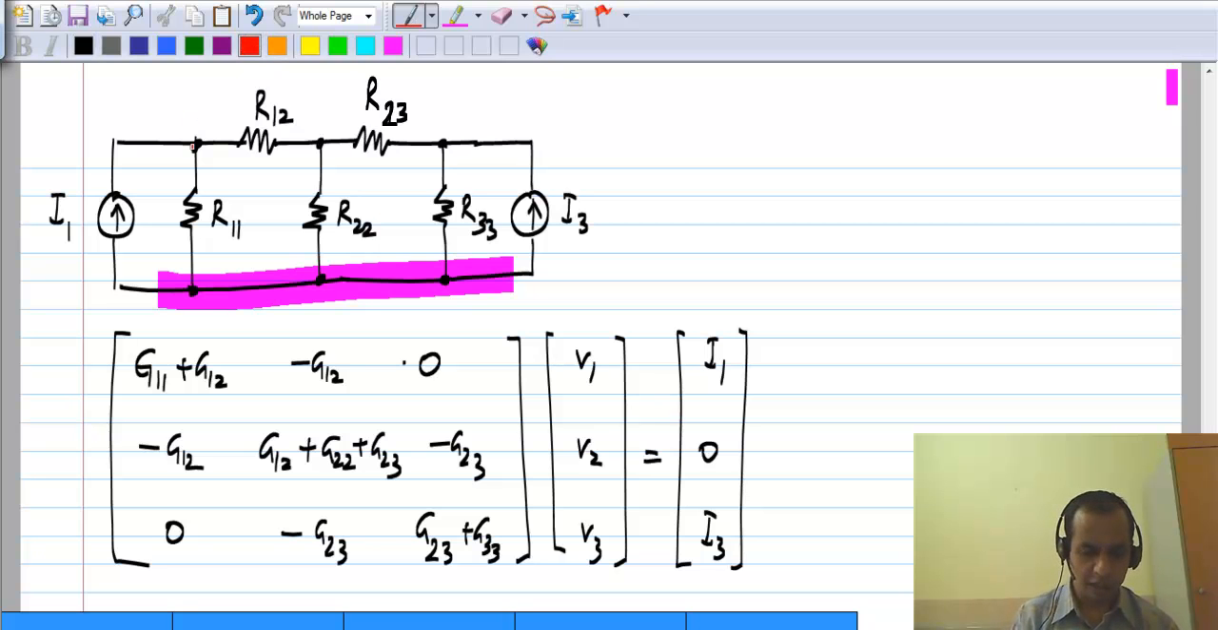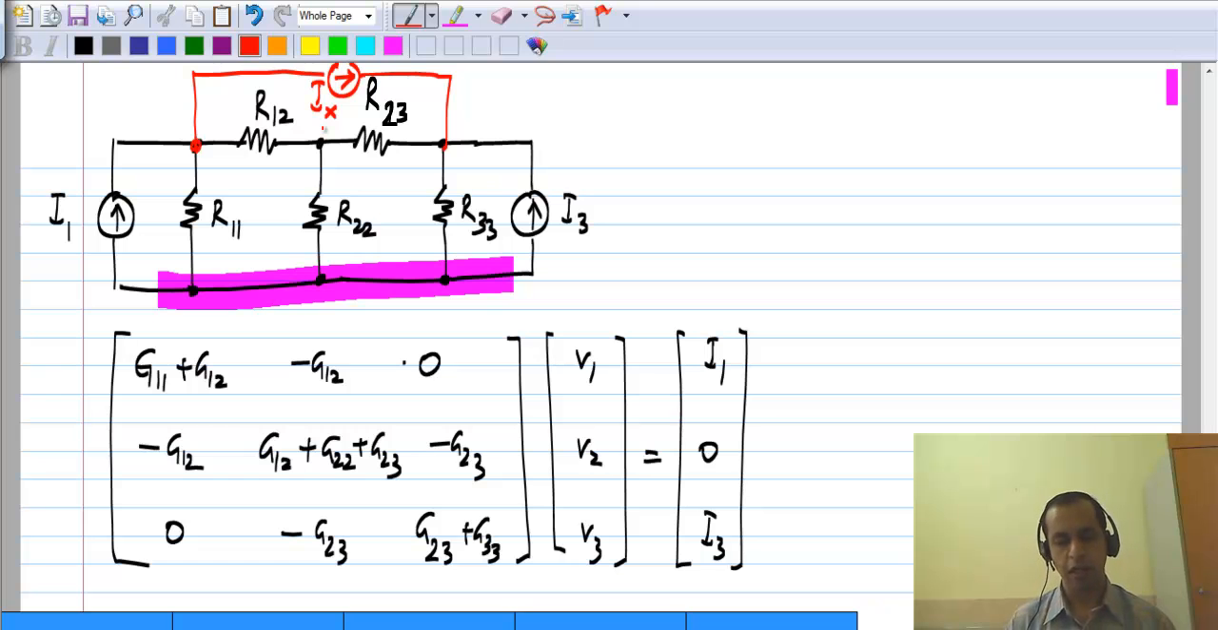Now let's look at another change. Let me add a current source Ix between nodes 1 and 3 in this direction. What changes do you expect from this? I have made changes to the independent sources connected to the circuit, so this will change the right hand side of the equation. Now, what is the first element of the source vector? It is the total independent current being pushed into node 1.